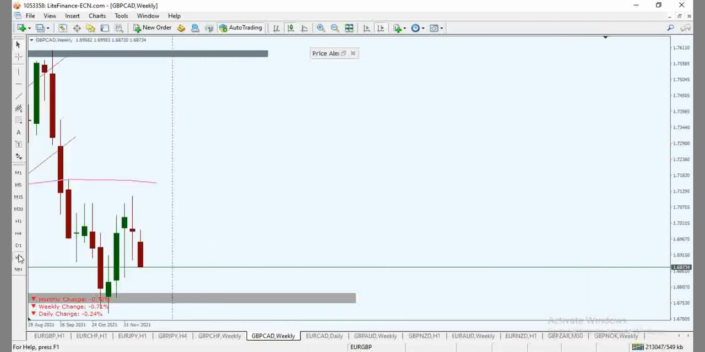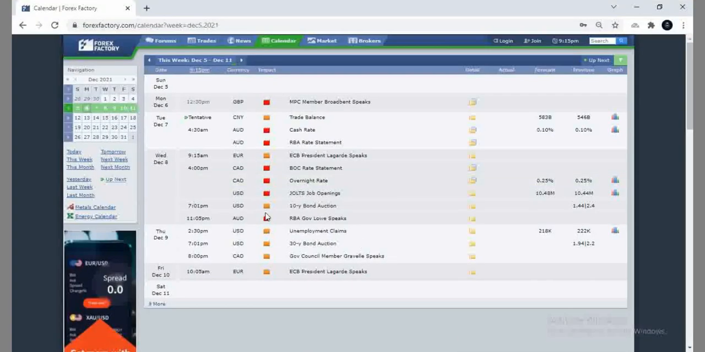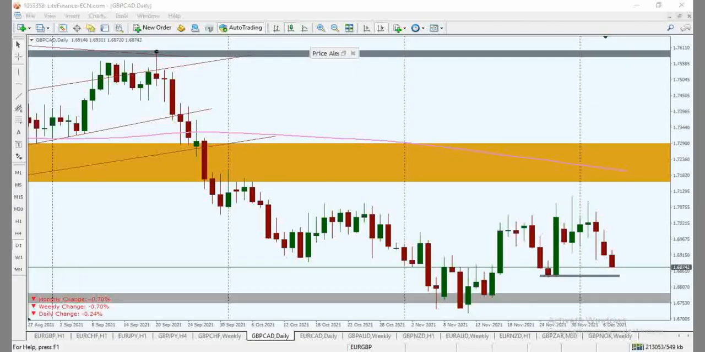All right. I want to wait to see reactions around this previous structure here. So I'm going to wait for the whole of the day. We have CAD news on Wednesday, and on Wednesday we have the Bank of Canada rate statement and also the overnight rate. We could be looking at that to create some level of volatility. It could also change some price movements.